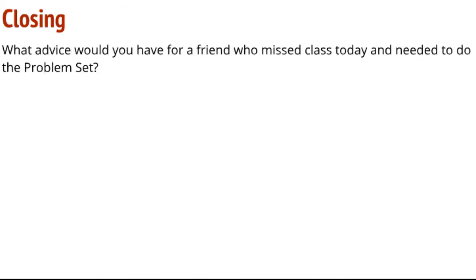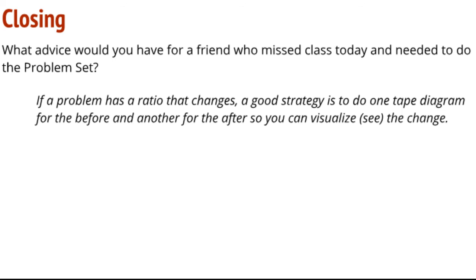All right, so what advice would you have for a friend who missed class today and needed to do the problem set? What would you tell them? I would probably tell them that, hey, you need to find the C value. The other thing I would tell them is that having a tape diagram is useful. If the problem has a ratio that changes, a good strategy is to do one tape diagram for the before and another for the after so you can see the change. And don't forget to emphasize the C value, the value of the units.